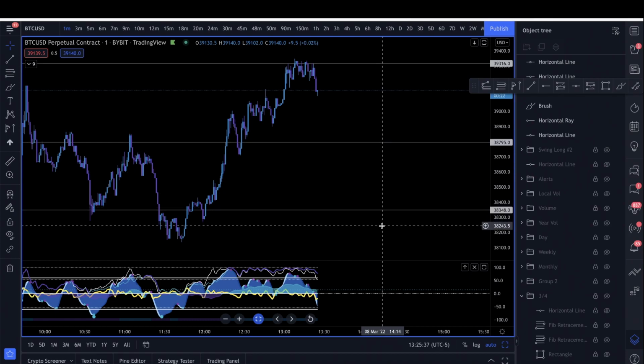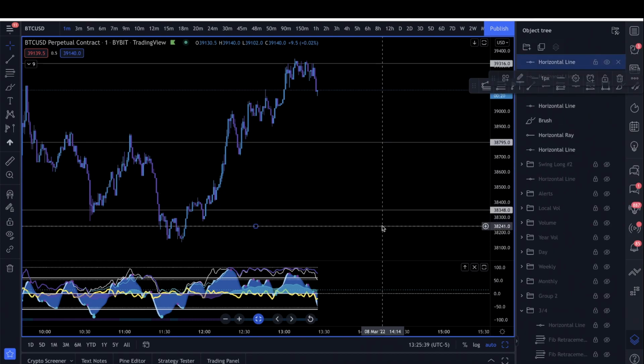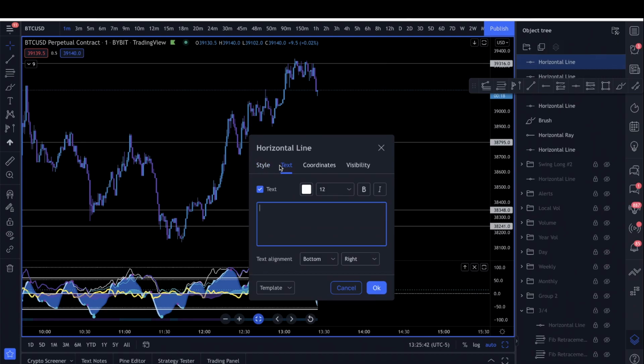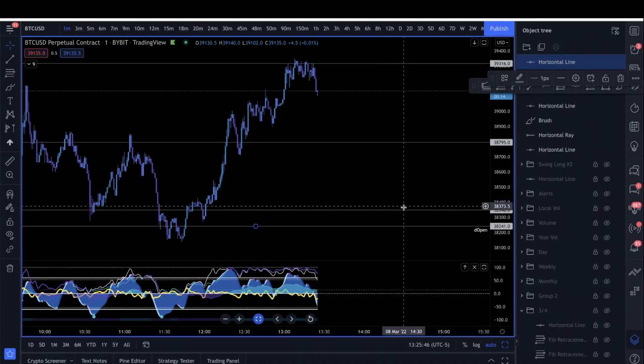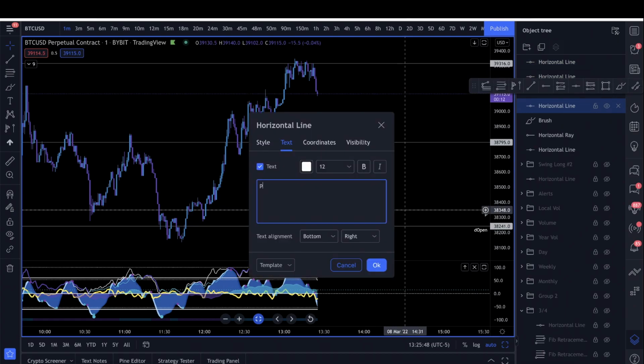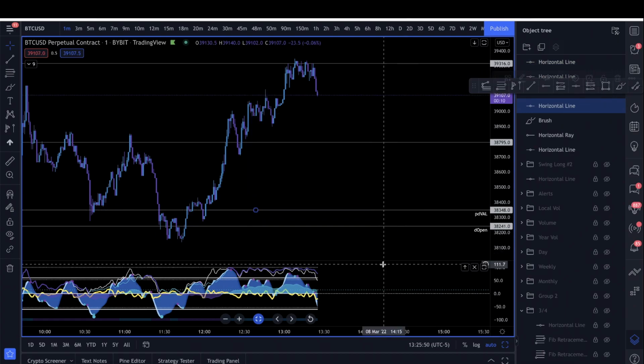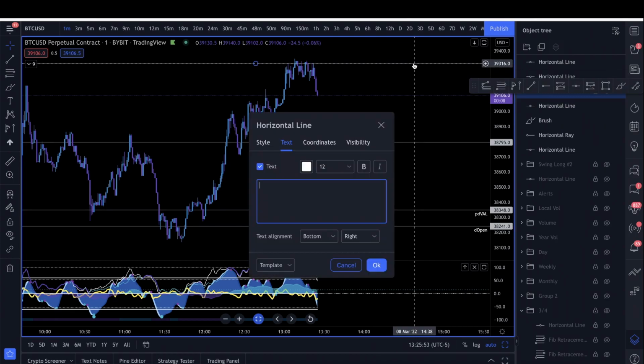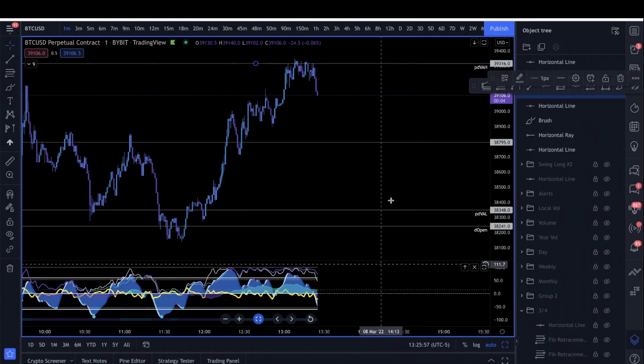And then our daily open was down here. So we had our daily open right here. And then we had our previous day value area low. And then we had our previous day value area high. And we had our previous day point of control.